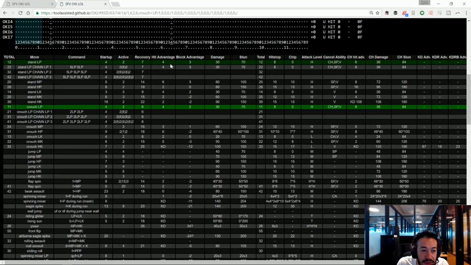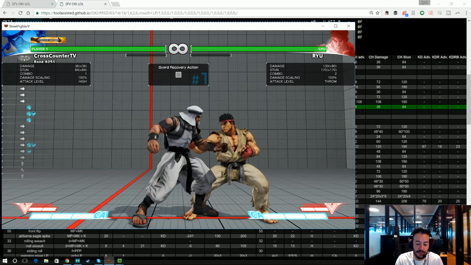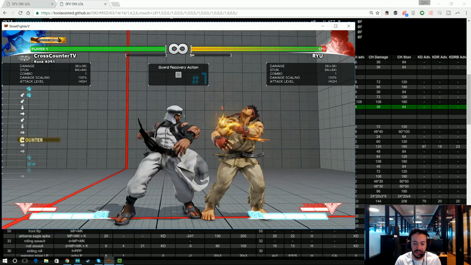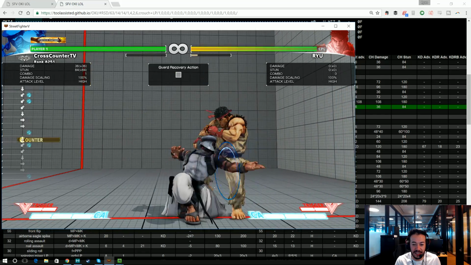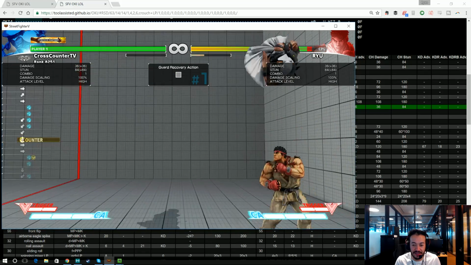Okay, so those were the only moves that were +2. And the other thing is that the light punch starts up in 4 frames, so that's why it's going to get a guaranteed counter hit anyways, because it's so fast.